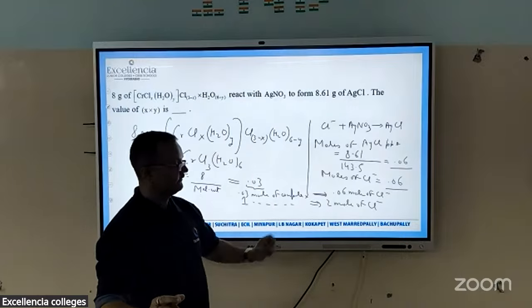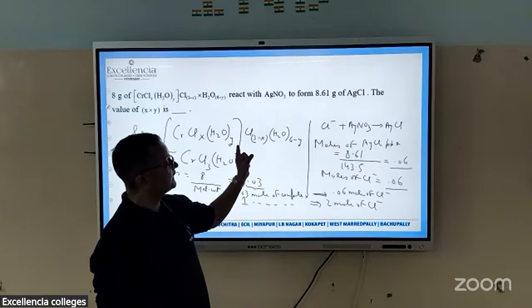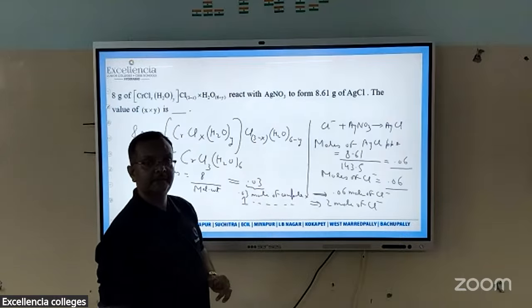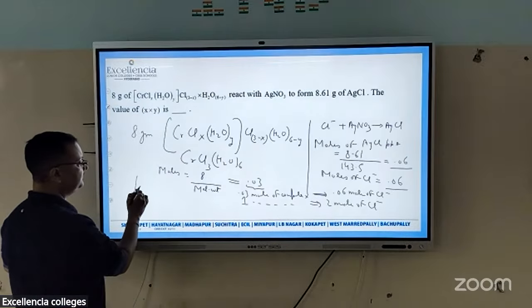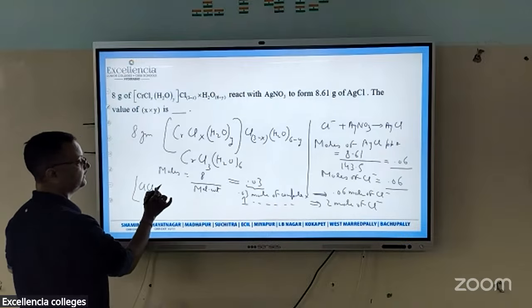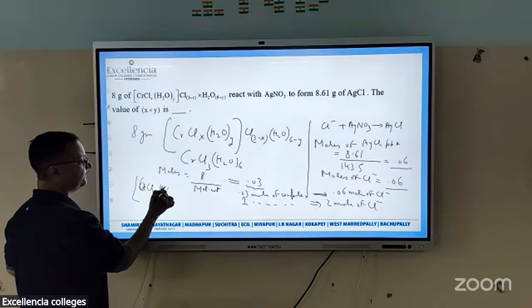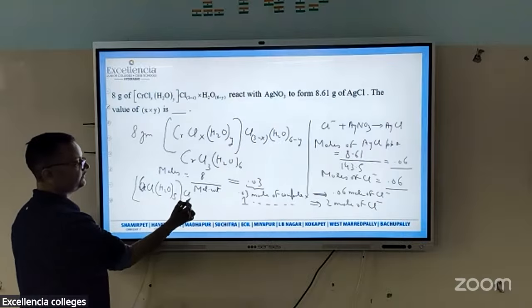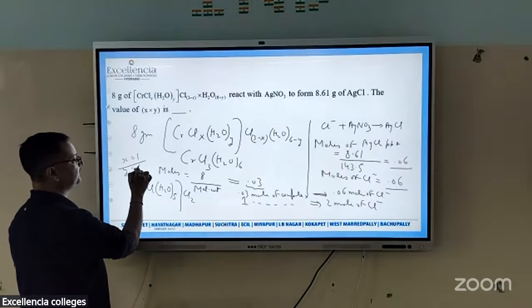So this means, if you get 2 moles of Cl minus, they are ionizable. So outside the coordination sphere, how many Cl should be there? 2. So 3 minus x is 2, but x is 1. So when x is 1, what formula will come? CrCl, and there is one on the right side. So the number of particles inside should be 5, because you know the coordination number of Cr is 6. So 5 particles lie inside. When x is 1, y is 5.